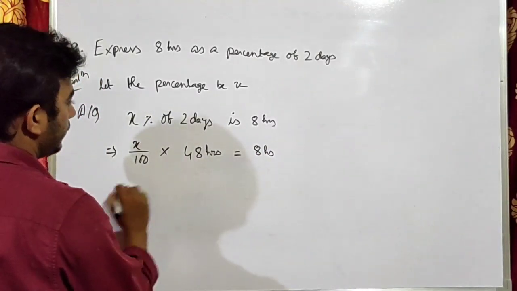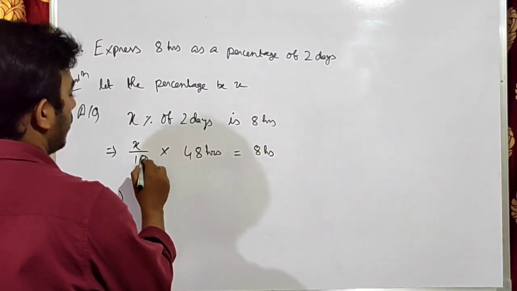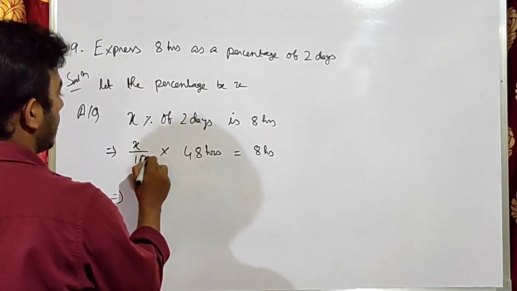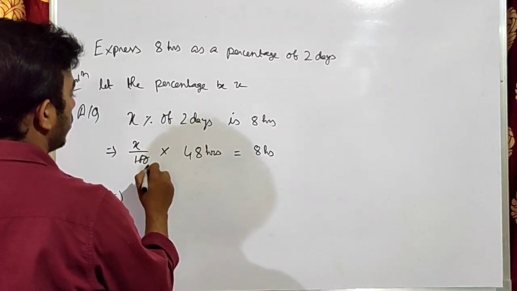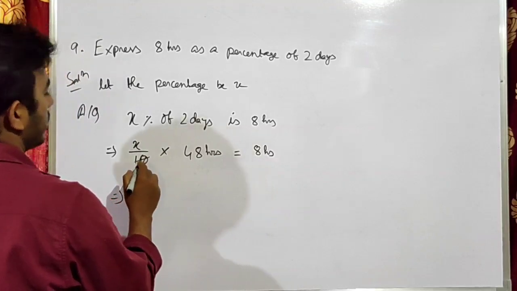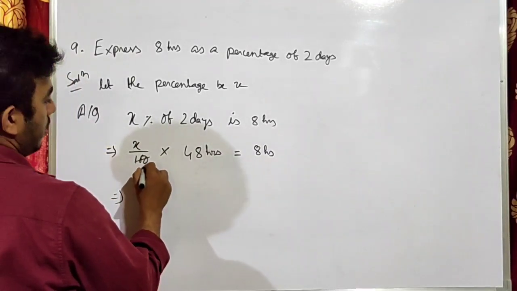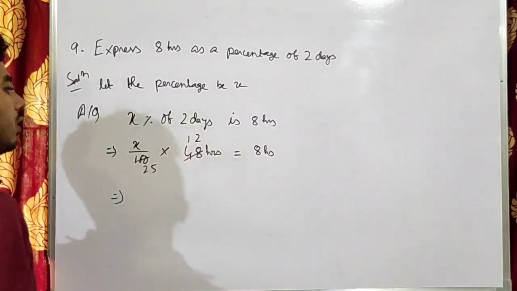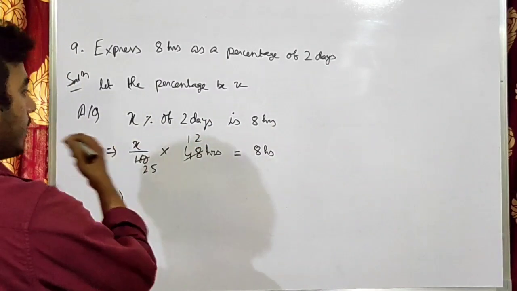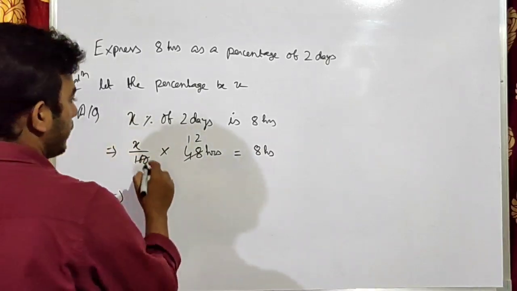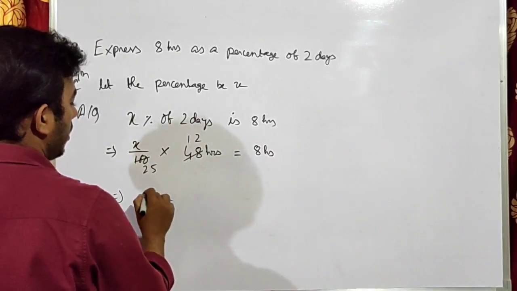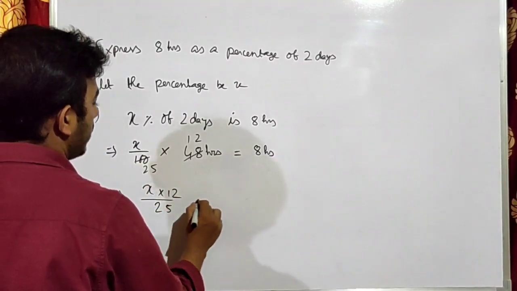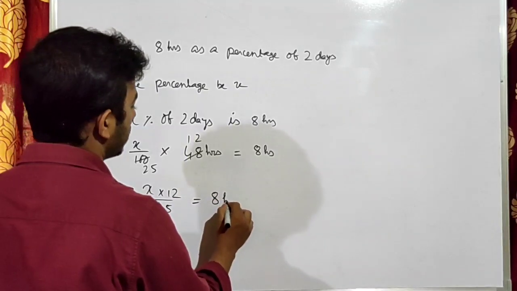So now we can cancel. Let's cancel with 2, or 4 we can cancel, isn't it? 4 into 25, and it will be 4 into 12. Clear? Now numerator into numerator multiply, so it will be x into 12 by 25 equals 8 hours.